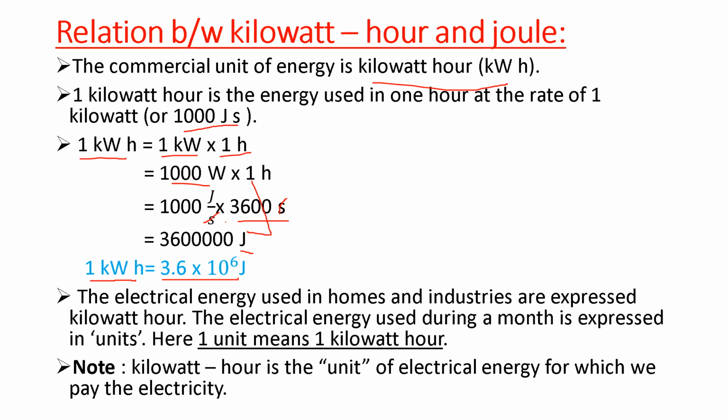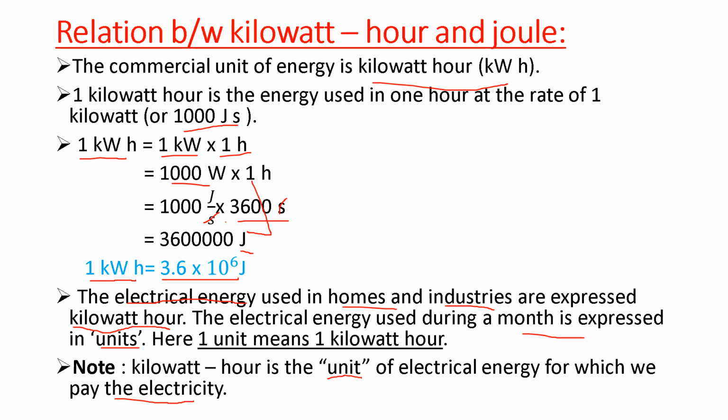Now, generally electrical energy used in homes and industries is expressed in kilowatt hour because the amount of energy being used is too much. The electrical energy used during a month is expressed in units. For example, just now we saw the figure of an electric bill. It was mentioned that it is 132 units for the 2 months. So 1 unit means 1 kilowatt hour, means instead of writing 1 kilowatt hour, it is simply written as 1 unit, and this is the unit for which we are paying the electricity bill.